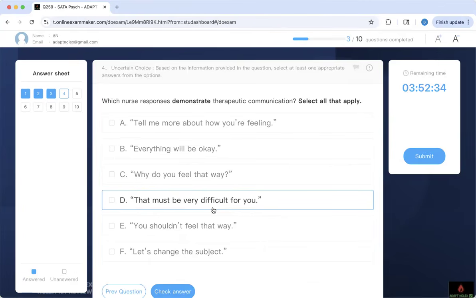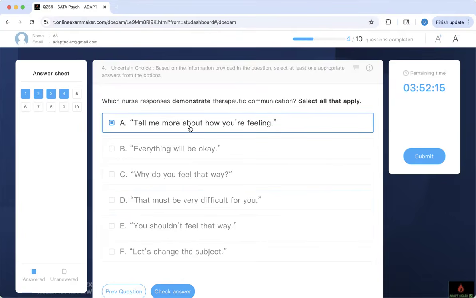What is the nurse trying to do? You shouldn't feel that way. You're telling them not to feel that way. Let's change the subject. You don't want to hear what they're saying? Which one is therapeutic? Number 4. Let me know what you think. Let me know your score at the end. But like I said, as usual, tell me more is good.